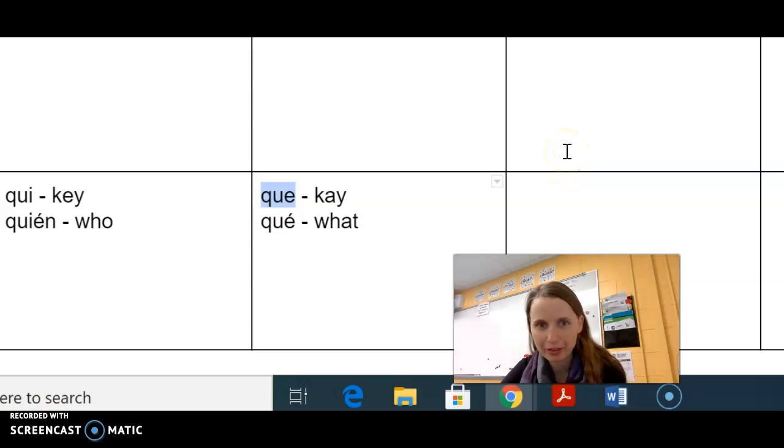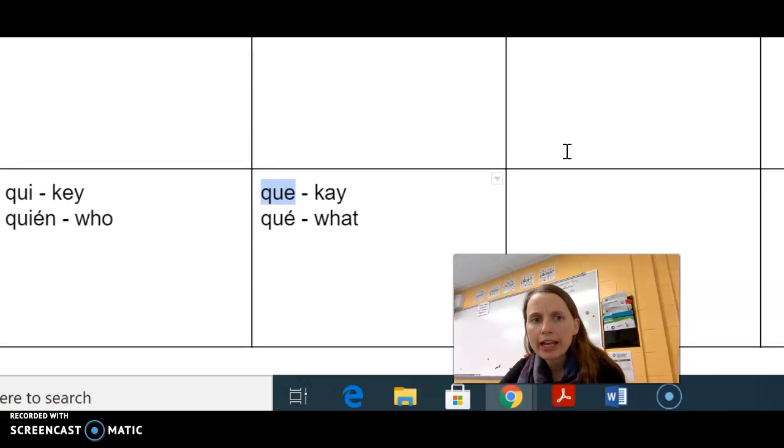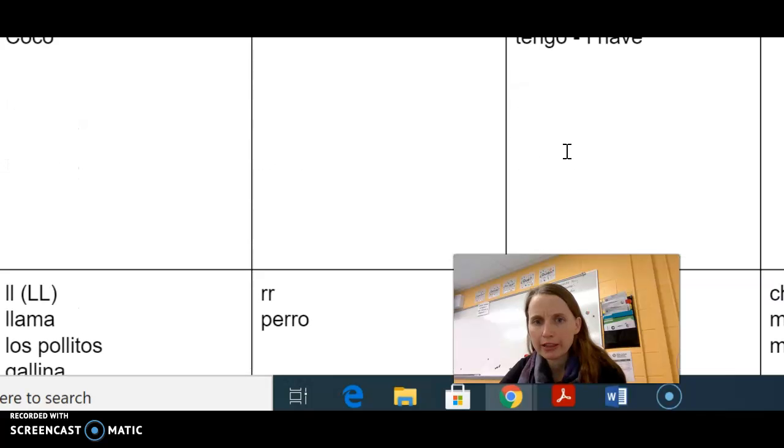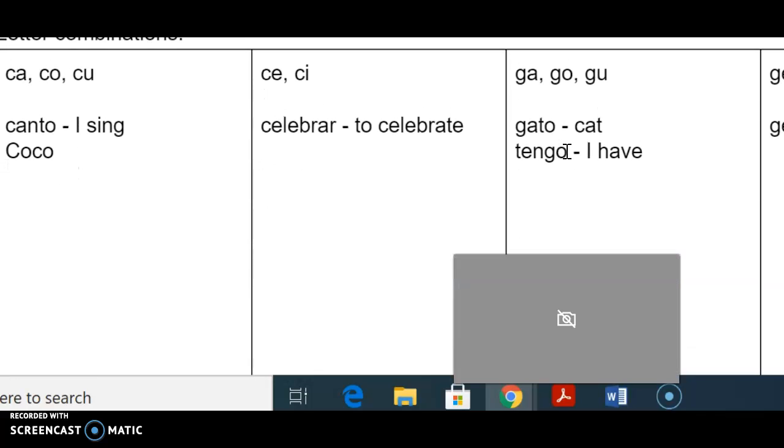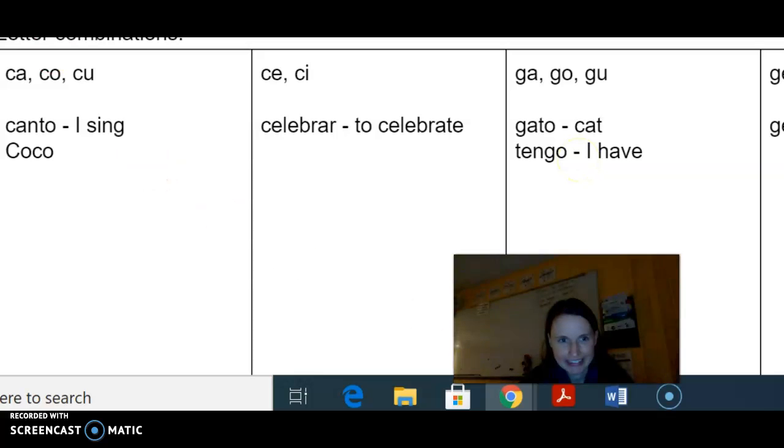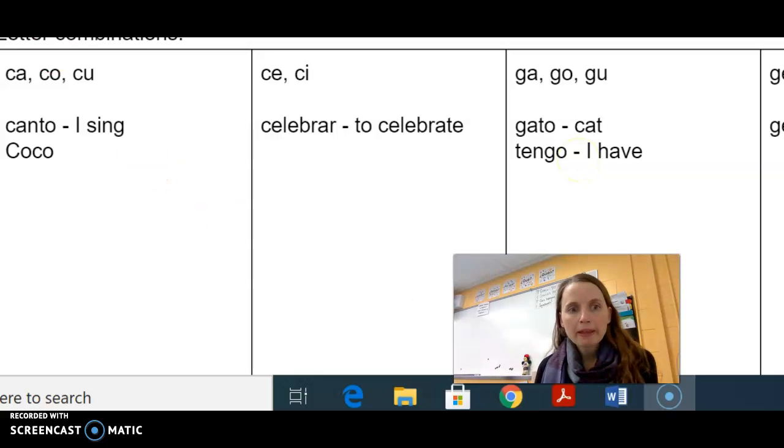Okay, now that we've done them all, I want you to go through and practice saying them and see if you can think of any other words you know that might fit in these categories, okay? If you know some other words that fit in these categories, write them down, and we'll talk about them when you come back to class.